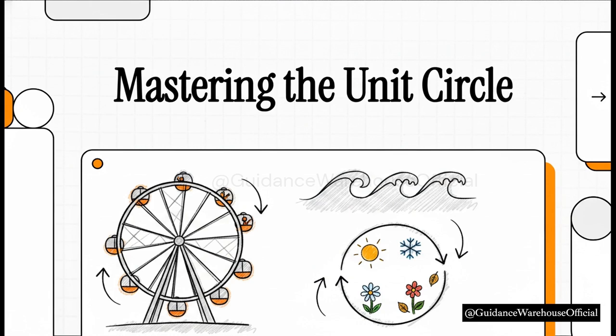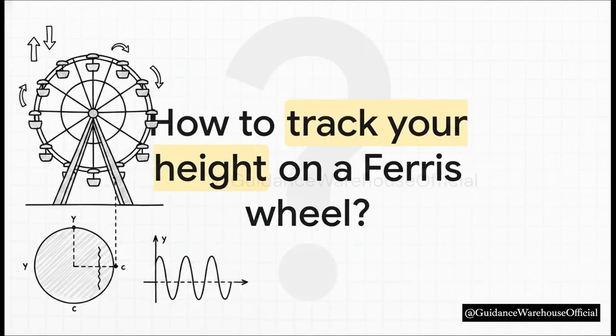Life is literally dense with these phenomena that repeat in regular intervals, right? From the rise and fall of ocean tides to the rhythm of the seasons. But here's the real-life problem we want to solve today. How do we track your exact height at any given second on that spinning Ferris wheel? If the wheel stops halfway up, or say 3/4 of the way around, how do we mathematically pinpoint your exact elevation? Well, to track this revolving, repeating motion, we need to map a circle onto a coordinate system.